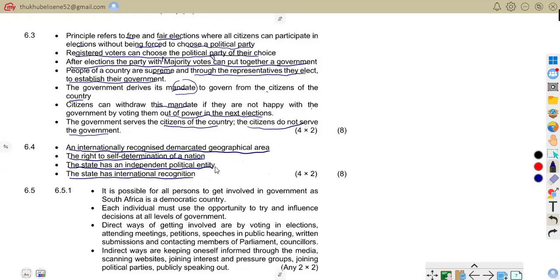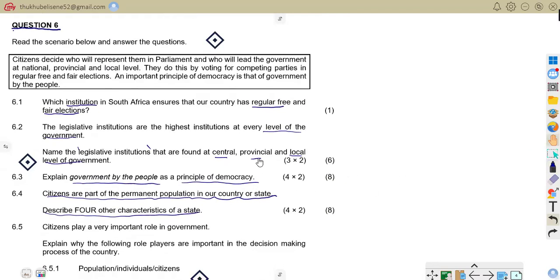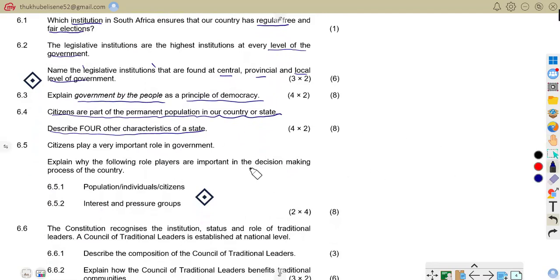So now we are to move on to question 6.5. It reads as follows. Citizens play a very important role in involvement. Explain why the following role players are important in the decision-making process of the country. 6.5.1: population, individuals or citizens. Interest and pressure groups. These are the role players. Why are they important in the decision-making process of the country?